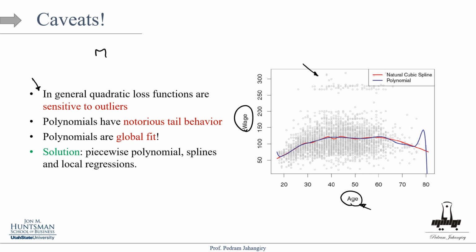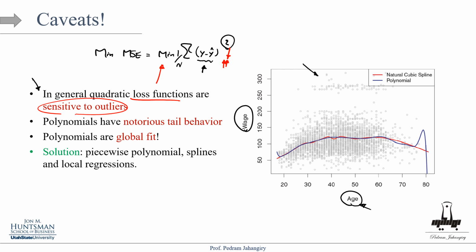We were looking at minimizing the MSE, minimizing the summation, or the average, of (y minus y hat) to the power of 2. Now, if you have outliers, then these errors are going to be large, and we're going to make that effect even worse by squaring it, right? So in general, quadratic loss functions, which we have in polynomial models, are sensitive to outliers. This is something we should be careful about. So if I have outliers here and there, then we know that the loss function is going to be sensitive to those outliers. So that's number one.